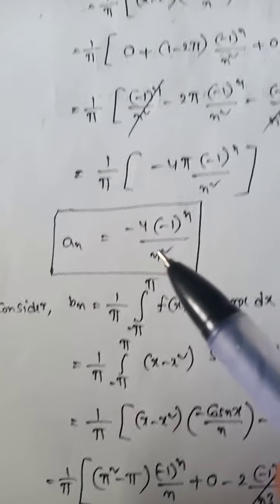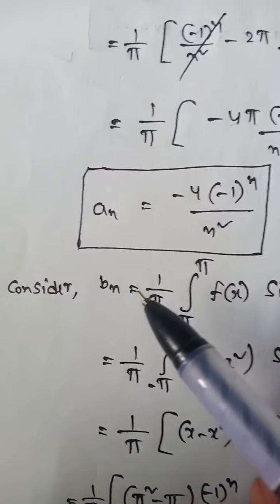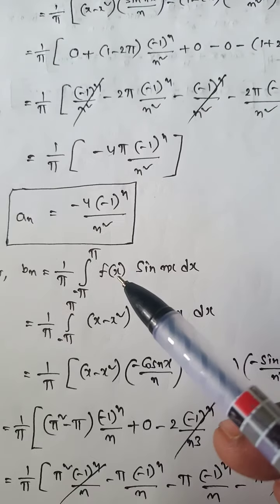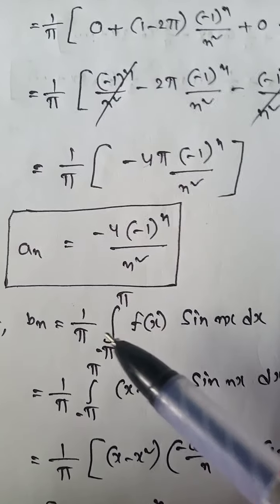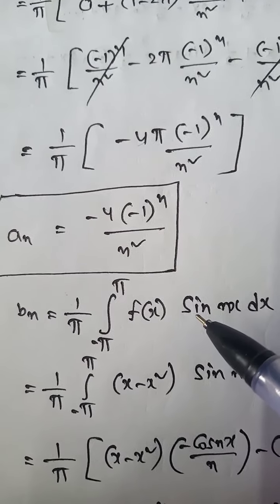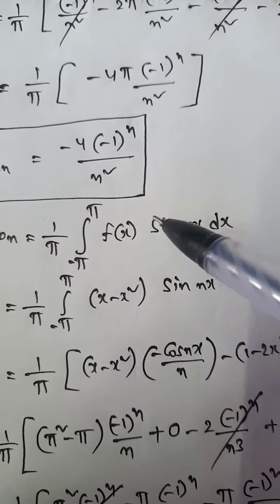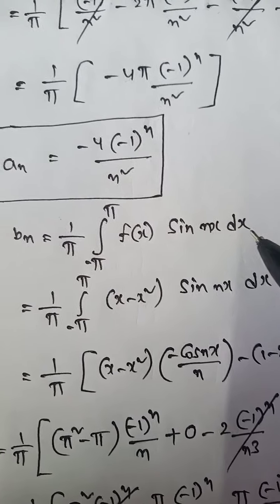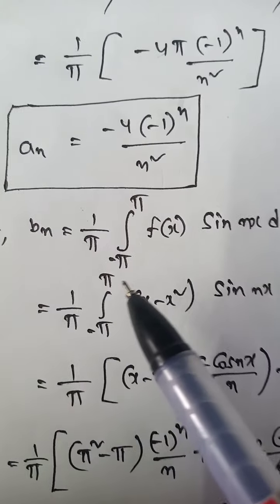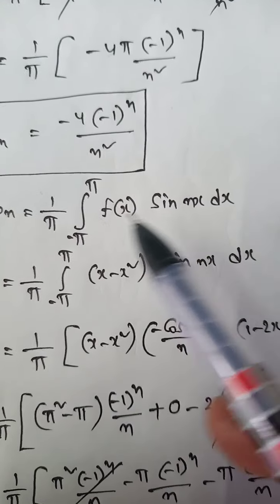And now after finding an, I am going to start finding bn. As I told before in the previous problem, if you are able to find an, some similarities are there between finding bn and an. Previously in an we have cos, now I am having sin, that is the only difference. 1 by pi into integral minus pi to pi, f of x into sin nx dx is the formula for bn. And now I am continuing solving this.